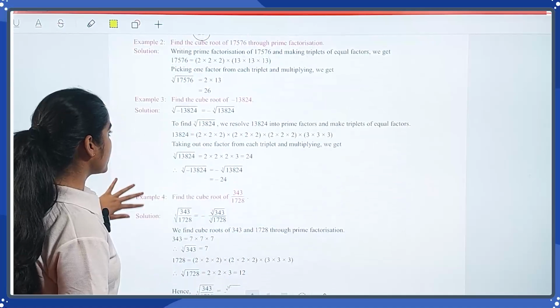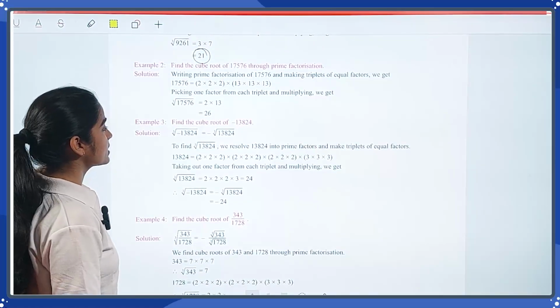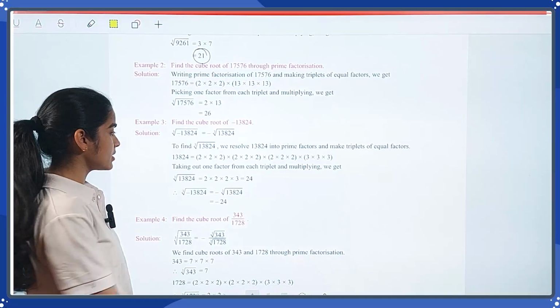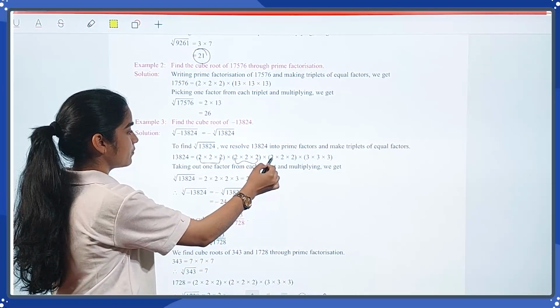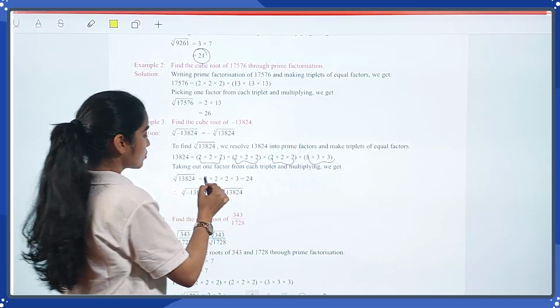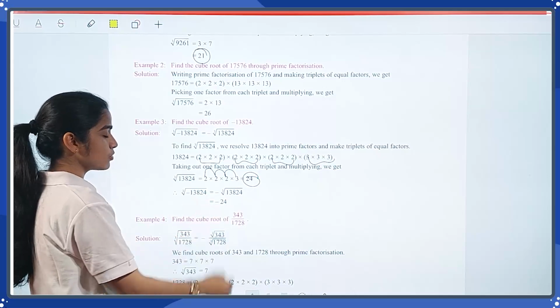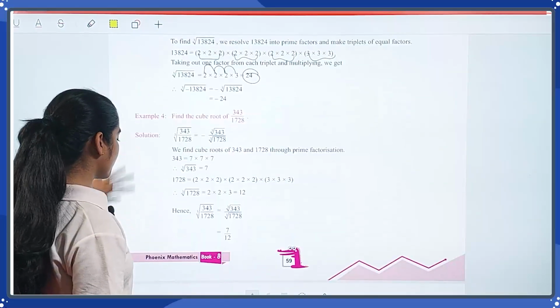Okay. Next, find the cube root of minus 13,824. So again, you have to follow the same process. One triplet, second triplet, of 2 and 3 and 2. So 2 twos are 4, 4 twos are 8, and 8 threes are 24. So the cube root is 24.